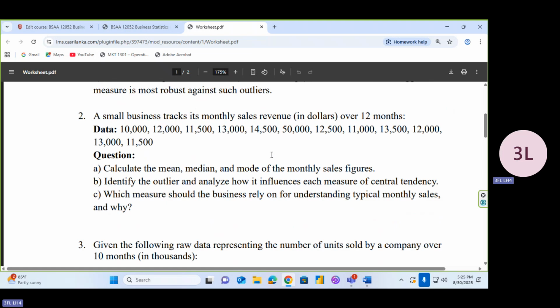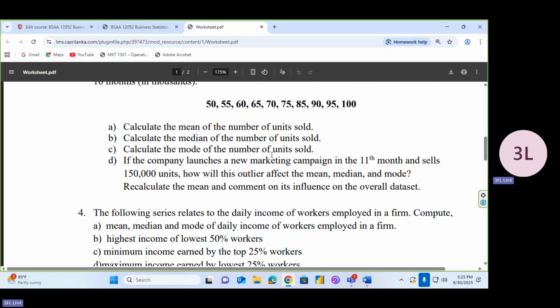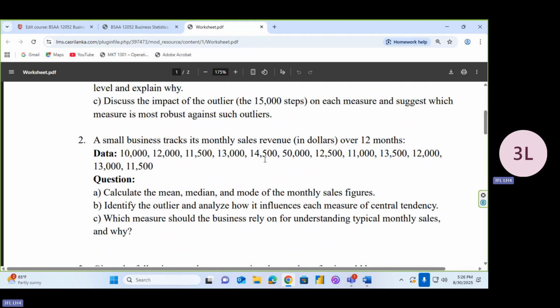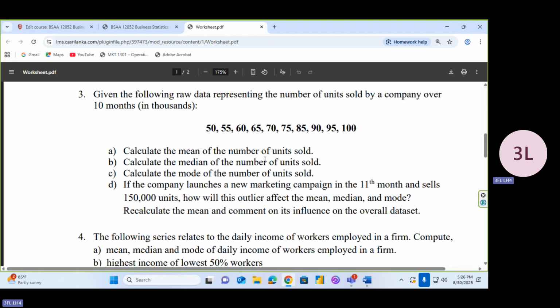Then try question number 2. Not the 2, then try question number 3. Then it is a similar question to question number 2. Okay. Then try the third question. Hurry up.